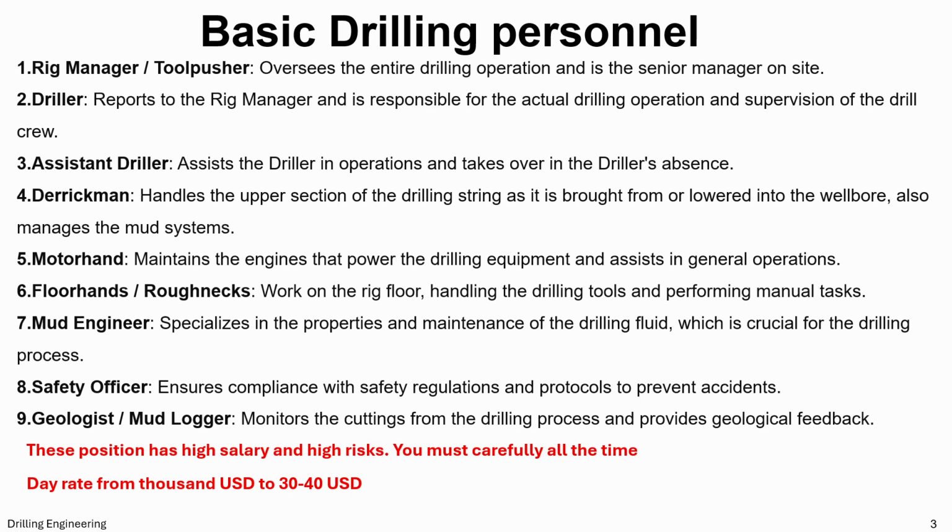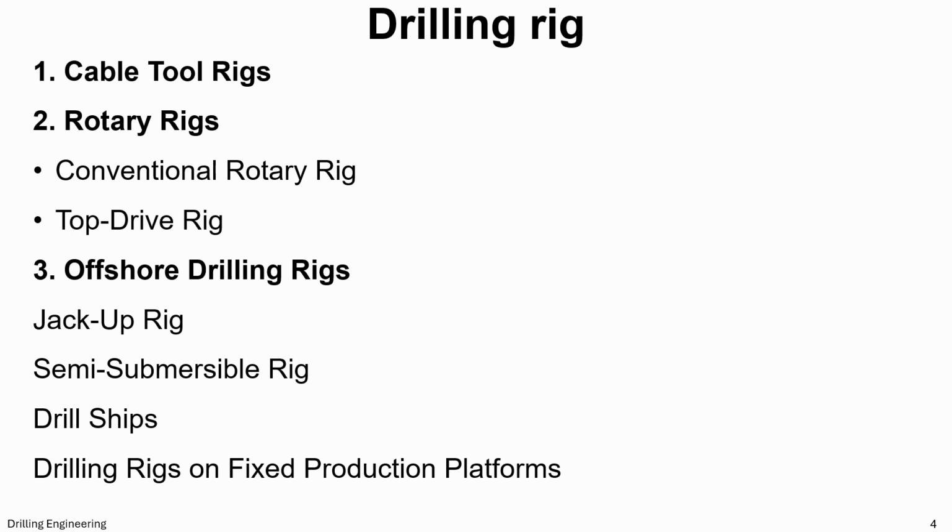This slide introduces the major categories of drilling rigs. These include cable tool rigs, rotary rigs, and offshore drilling rigs such as jackup rigs, semi-submersibles, drill ships, and fixed production platforms. This classification is very important because different environments and objectives require different rig types. A shallow land well does not need the same system as an offshore deepwater exploration well.